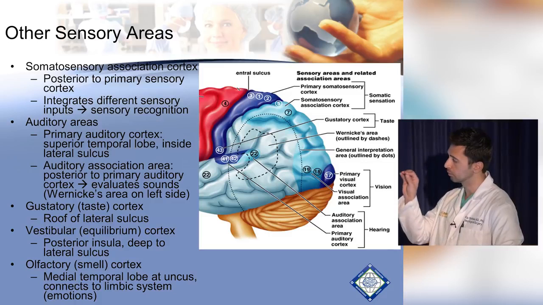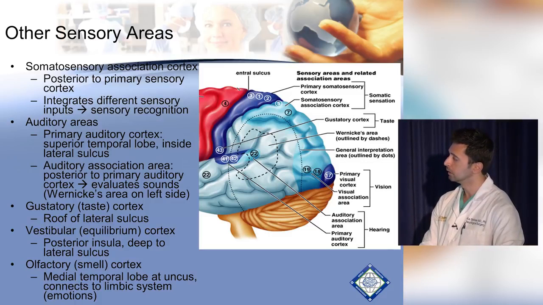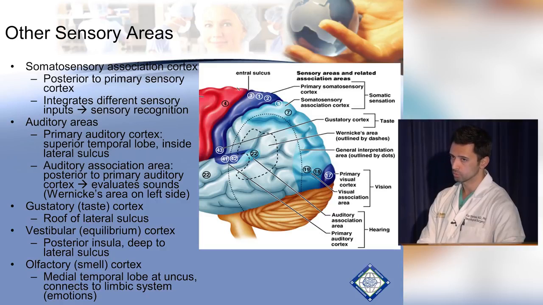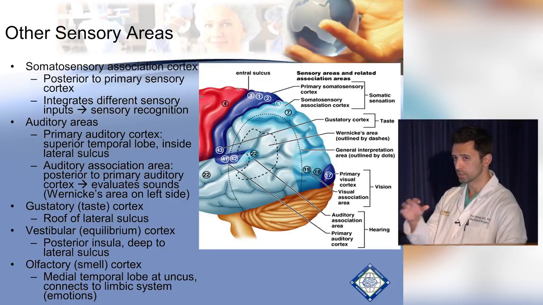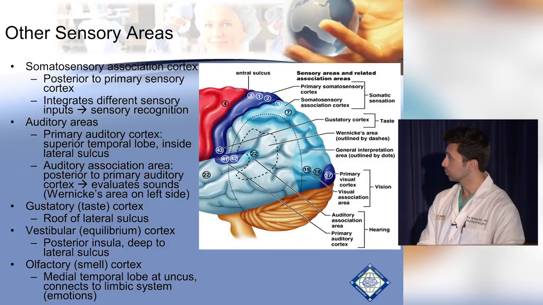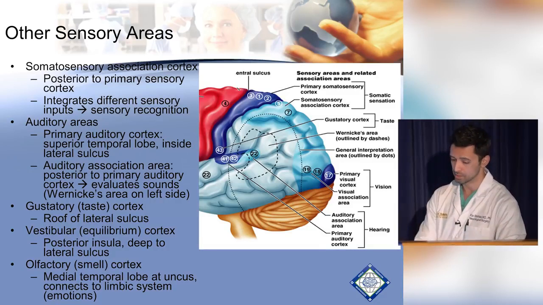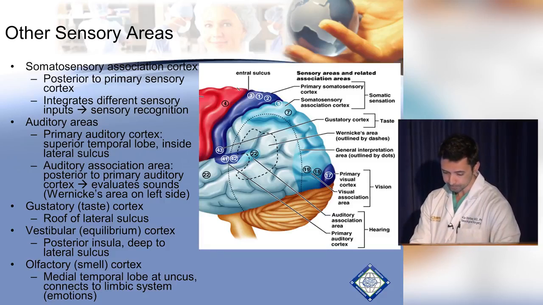And so we can plot out primary association areas for every sensation we have. So there's going to be an olfactory cortex for smell, a vestibular cortex for balance, a gustatory cortex for taste, and so on. And these are going to land in these dark blue areas, and then they're going to come into this sort of parieto-temporal association area where it's going to be processed and comprehended.